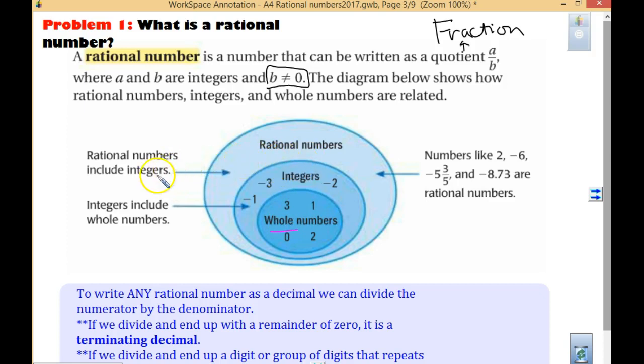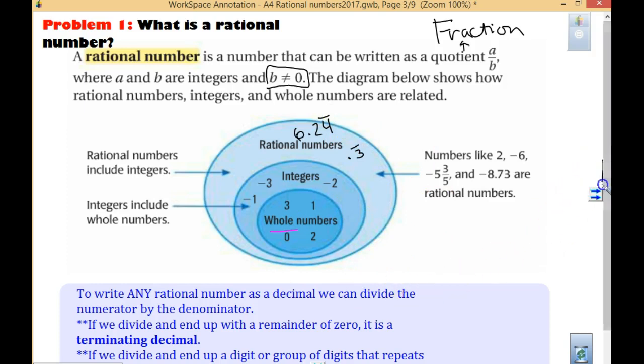Okay. Rational includes integers. It includes whole numbers, but it's also going to have a mixed number like -5.35, -8.73. It is also going to have something like 0.3 repeating. It's also going to have something like 6.24 where just the 4 repeats. Those are all considered to be rational because they repeat or end.